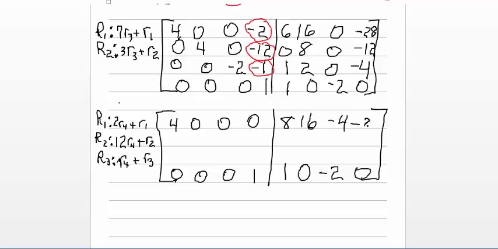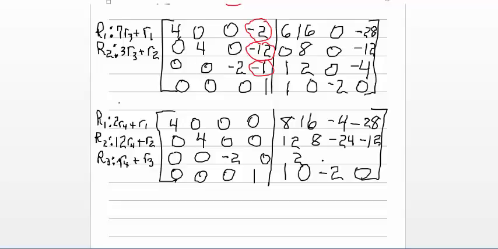So our new row 1 is 4, 0, 0, 8, 16, negative 4, negative 28. Our new row 2 is 0, 4, 0, 0, 12, 8, negative 24, negative 12. And our new row 3 is 0, 0, negative 2, 0, 2, 2, negative 2, negative 4.